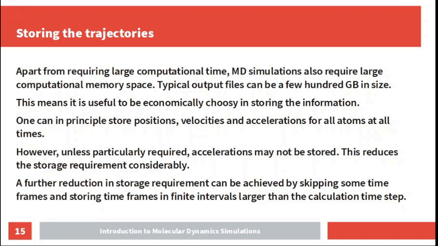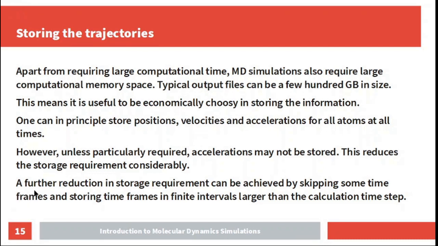One can in principle store positions, velocities and accelerations for all atoms at all times. That is, you store r at t, v at t and a at t for all t. But normally accelerations are not really required, as the calculation of most properties is independent of accelerations. So unless particularly required, accelerations may not be stored. This reduces the storage requirement considerably, because out of these three quantities, if you are not storing one, your requirement immediately becomes 2/3 of the original.